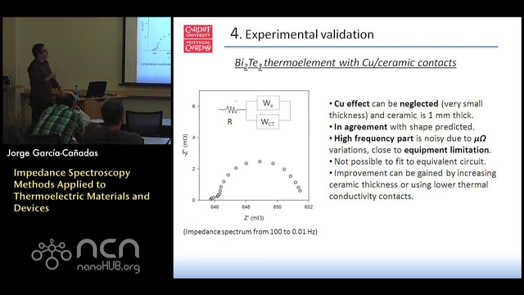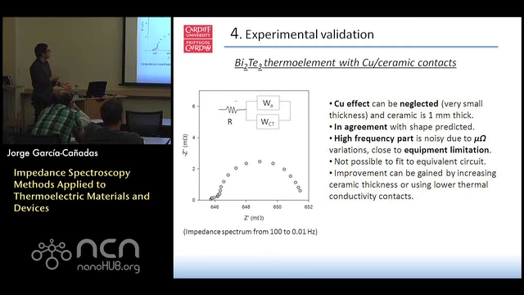So here I have used the same thermo element, but now I have attached the typical copper ceramic contact, which you can find in any thermoelectric device. So I have this response, which is again very similar to the predicted by the models.